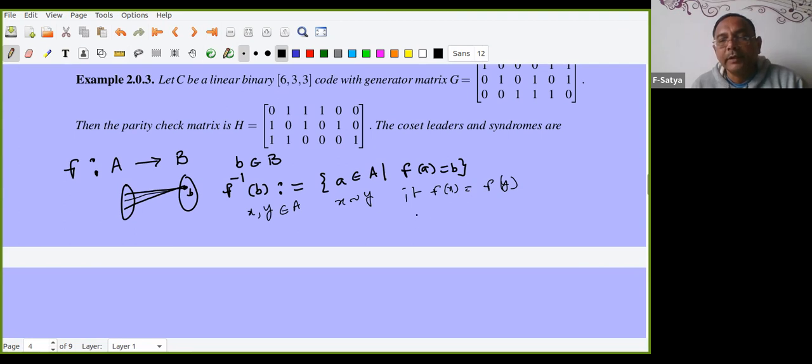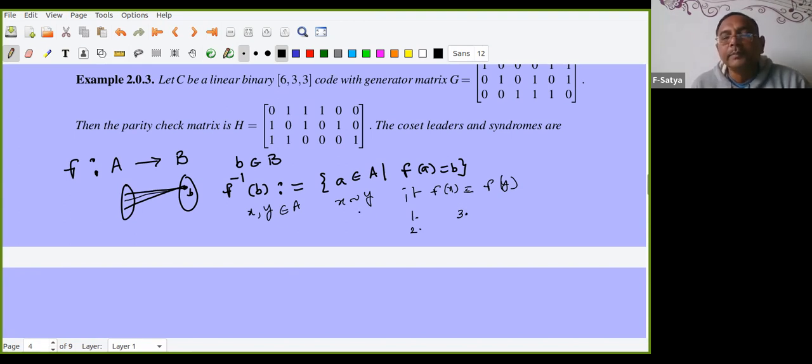Check one after another. Is it reflexive? Is it symmetric? Is it transitive? Because equal to is not a problem. f of x equals f of x, so reflexive. If f of x equals f of y, then f of y equals f of x, so symmetric. If x is related to y, f of x equals f of y, and y is related to z, f of y equals f of z, so f of x equals f of z, so x is related to z. So it is transitive. It is an equivalence relation.